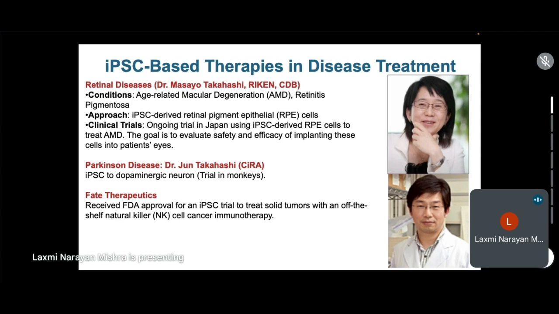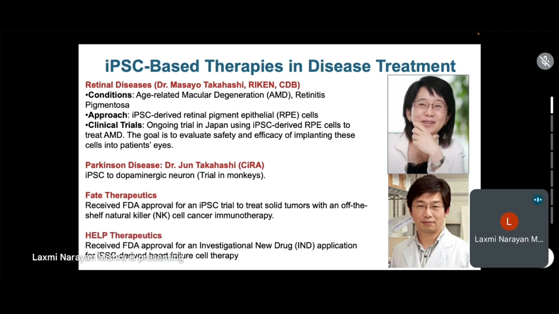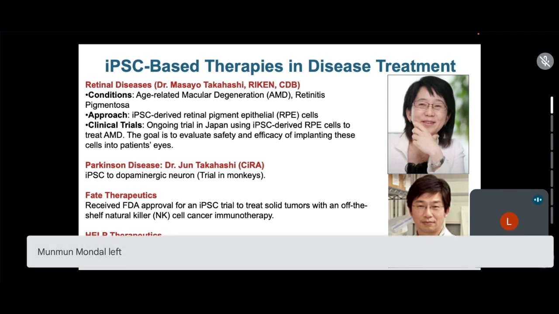Then recently, Fate Therapeutics received the FDA approval for an iPSC trial to treat solid tumors with an off-the-shelf natural killer cell cancer immunotherapy. And another therapeutic company, Heartseed Therapeutics, received FDA approval for an IND. So IND comes after the preclinical study. They got an IND application for an iPSC derived heart failure cell therapy. So hopefully we will have all these in the market in the next 5 to 10 years.